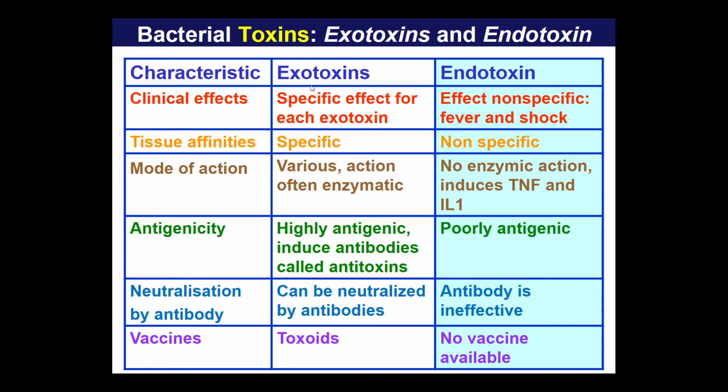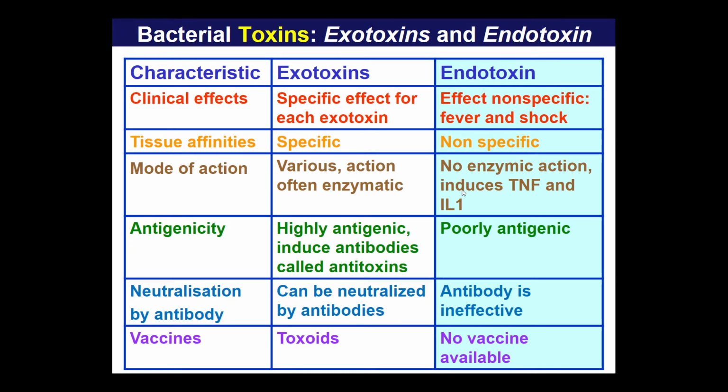Tissue affinities. Exotoxins are specific for certain tissues. For example, the toxin of Clostridium tetani is a neurotoxin, affecting synapses. Endotoxins are non-specific. They don't have specific capacities to be absorbed to certain cells. Mode of action. Exotoxins are various. Action is often enzymatic because they are proteins. Endotoxins have no enzymatic action.